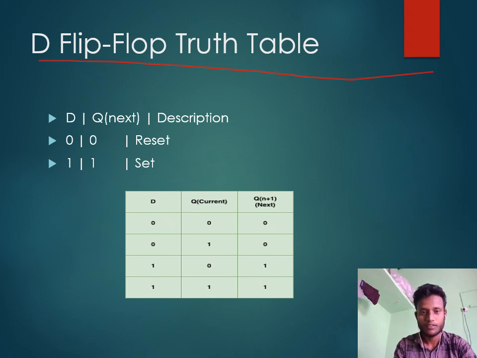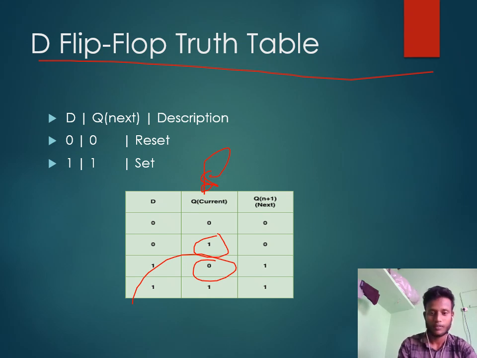See, data truth table: one present stage is set condition, another one is reset condition, and so on.